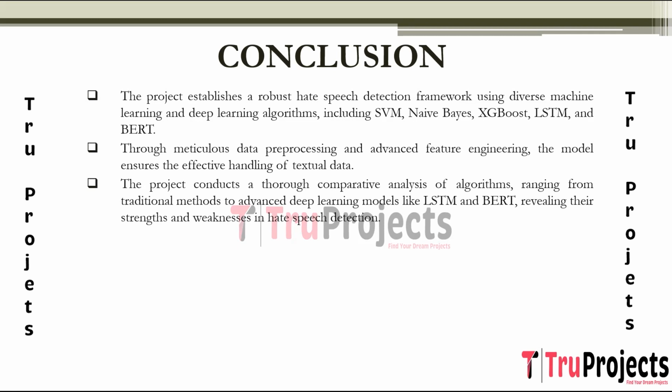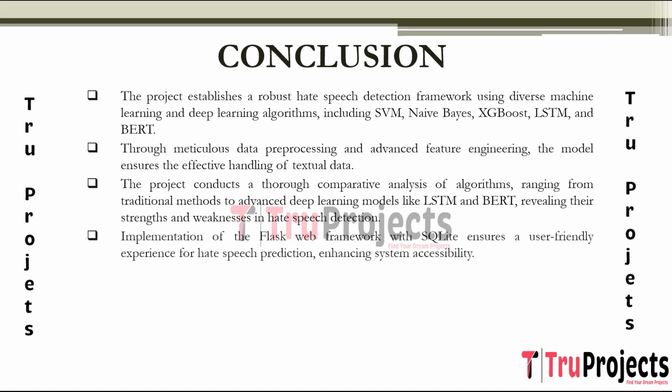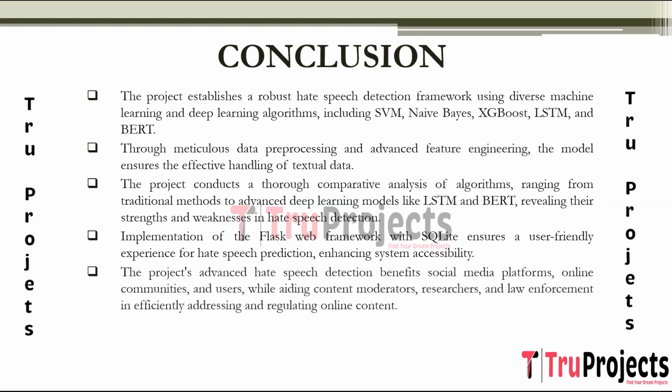The implementation of the Flask web framework with SQLite for user authentication ensures a user-friendly experience, allowing users to input text for hate speech prediction. This integration enhances the accessibility of hate speech detection systems. The project benefits social media platforms, online communities, and users by providing advanced hate speech detection, enhancing user safety, and fostering a positive digital environment. It also aids content moderators, researchers, and law enforcement in streamlining moderation efforts, contributing to a more inclusive and regulated online space.